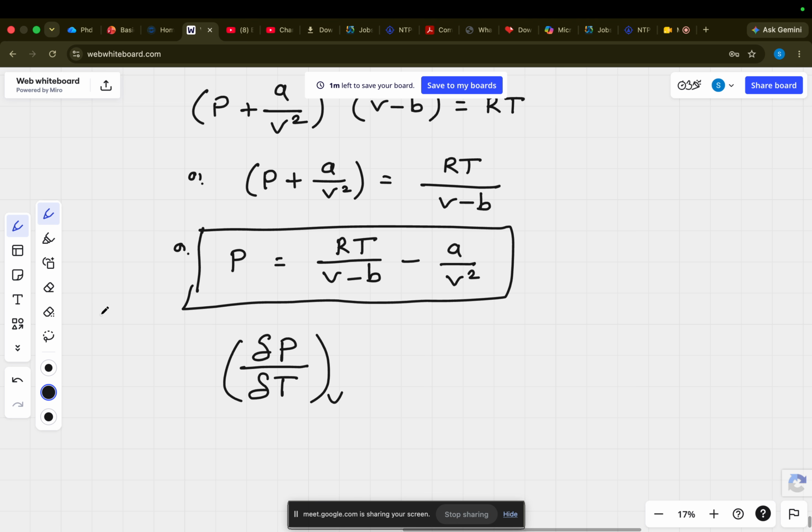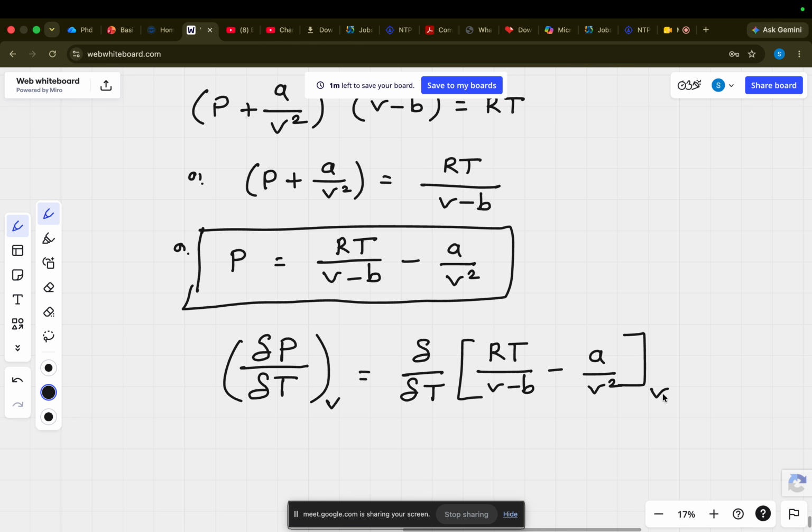Is it A by V square? Are you sure? So del P by del T at constant V, right? That means I have to do differentiation with respect to temperature. First of all, put the value of pressure. What do I have? I can write it like this: del T of what? RT by V minus b minus A by V square. What is constant?